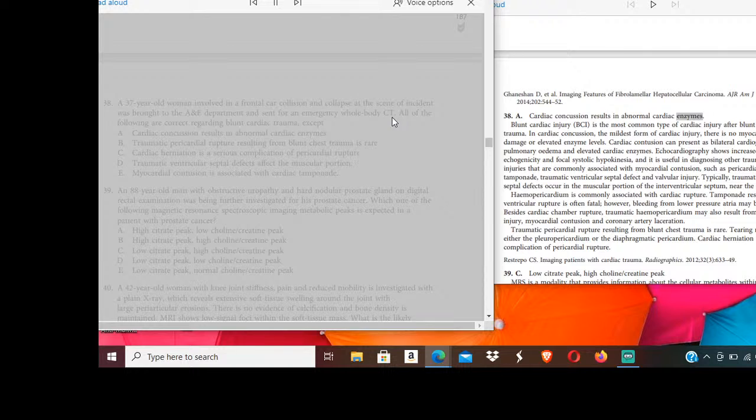38. A 37-year-old woman involved in a frontal car collision and collapse at the scene of incident was brought to the A&E department and sent for an emergency whole-body CT. All of the following are correct regarding blunt cardiac trauma, except A. Cardiac concussion results in abnormal cardiac enzymes. B. Traumatic pericardial rupture resulting from blunt chest trauma is rare. C. Cardiac herniation is a serious complication of pericardial rupture. D. Traumatic ventricular septal defects affect the muscular portion. E. Myocardial contusion is associated with cardiac tamponade.